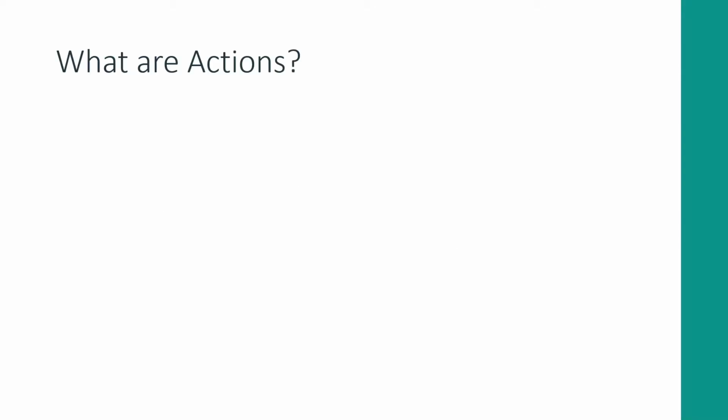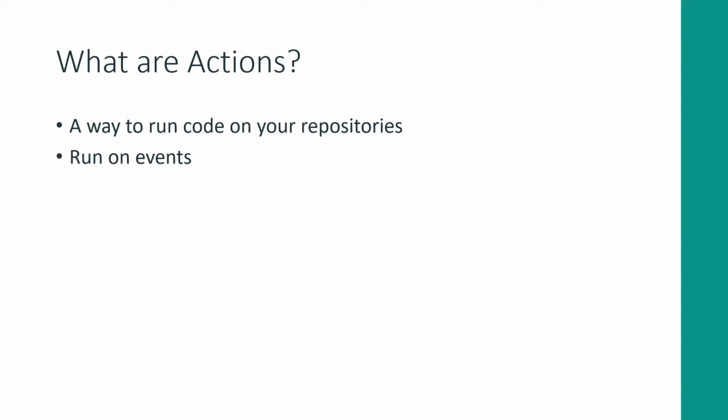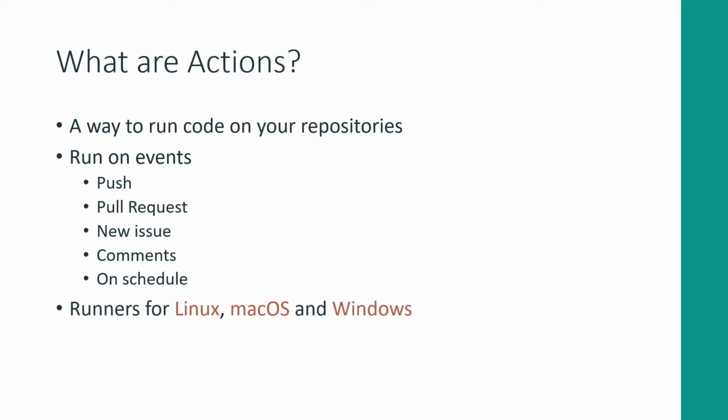So what are actions? They are a way to run code on your repositories. So you can create custom workflows that automate things on your repository. Actions can be triggered on different kinds of events. For example, push, pull request, when a new issue is added, when a new comment is added, or on schedule, and more. There are runners for Linux, macOS, and Windows. So no matter what platform you are targeting, there should be a runner for you.